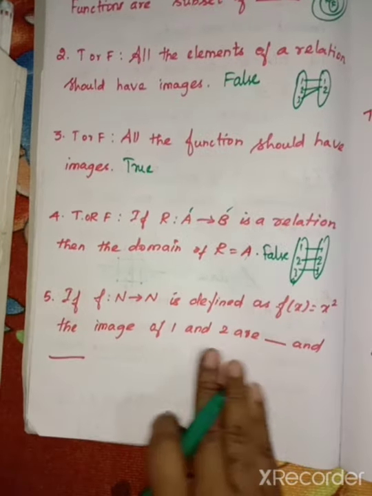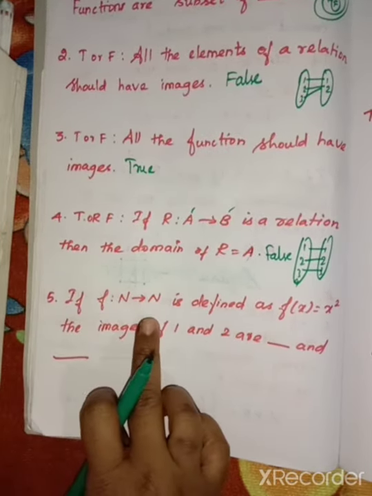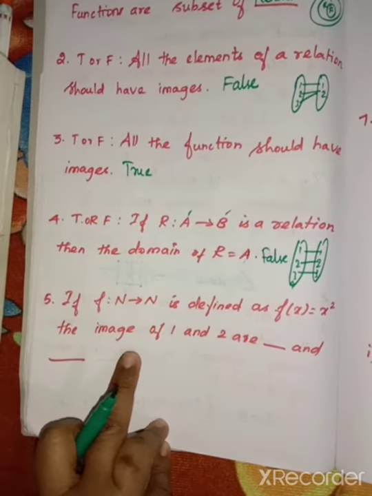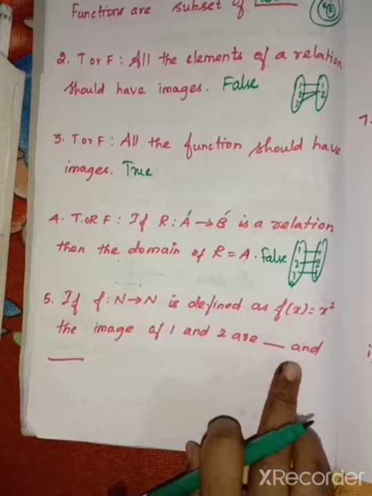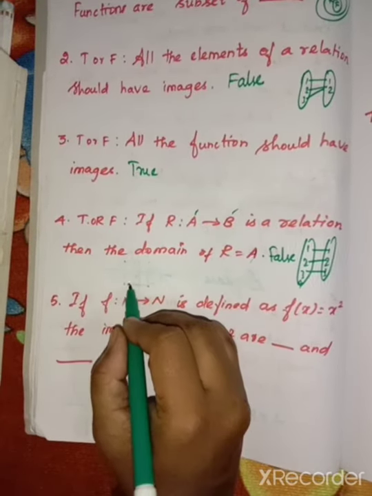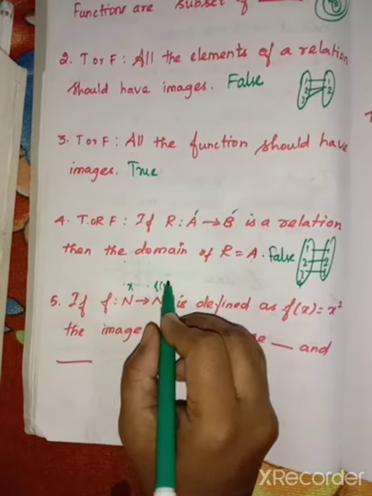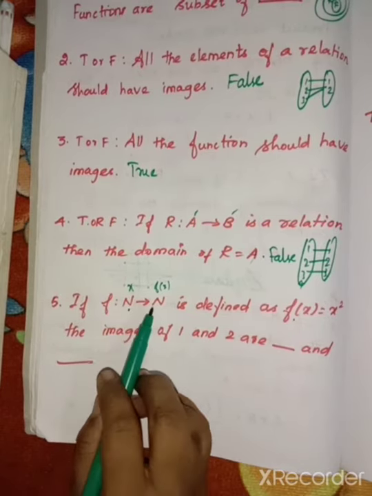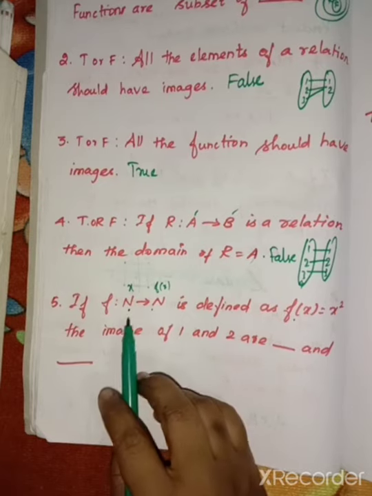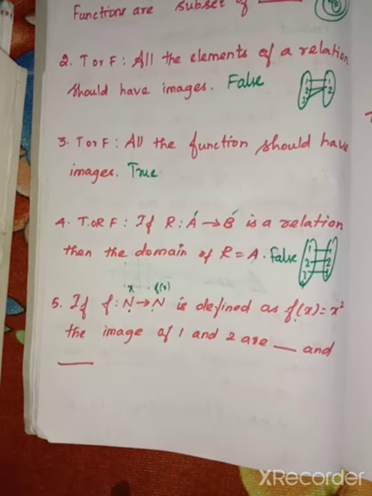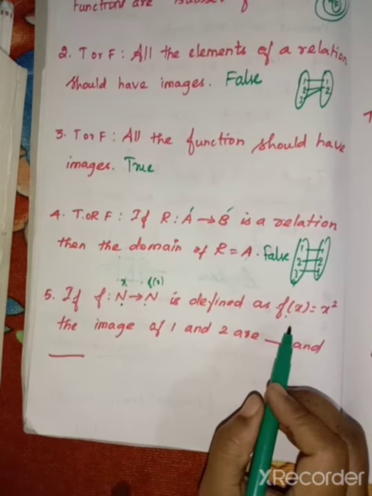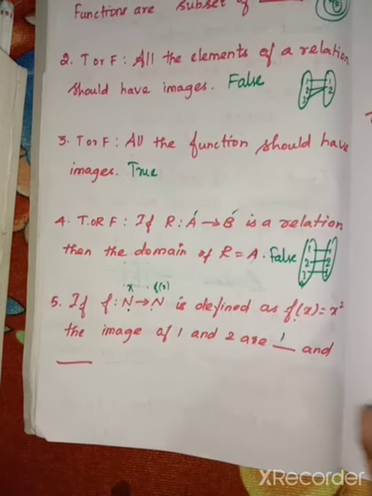Then the fifth one: if f from N to N is defined as f of x equal to x squared, the images of 1 and 2 are dash and dash. So x is in N, and this is f of x. This is considered as the domain, and this is considered as the codomain. The f of x values are considered as the images. So for 1, the image is 1 squared, which gives 1. For 2, if you square it, we get 4.